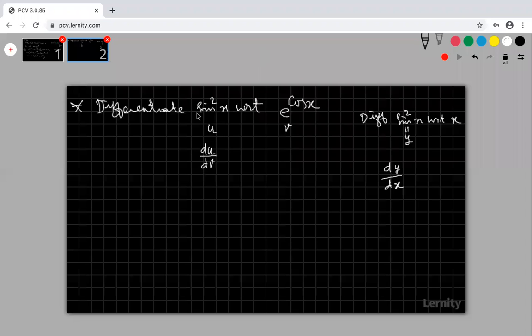Are you okay? This is an example problem. This is a different type of problem. That's why I'm explaining this. Differentiate sin²x with respect to e^(cos x). So you can take this as the u function and this as the v function.